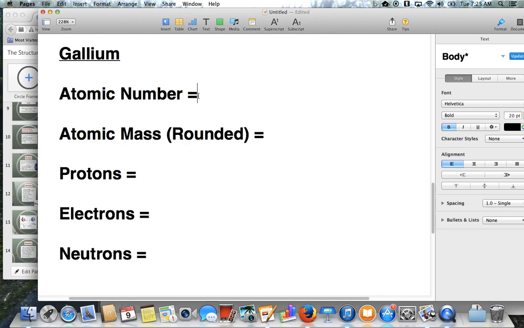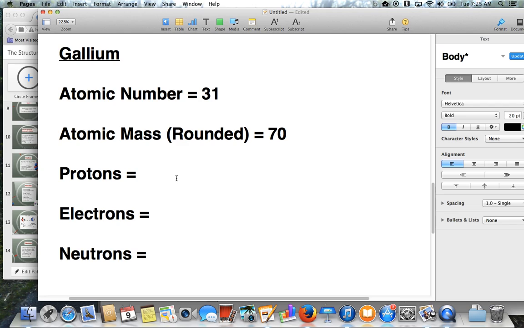Check the desk. Okay, you should be done. The atomic number for gallium is 31. The atomic mass, let's look. On your periodic table, it says 69.723. So in this case, do we round up or down? Do we round up to 70 or do we round down to 69? We would round up to 70 because the number to the right of the decimal is 7. And so it's 5 or greater. So we're going to round up to 70.